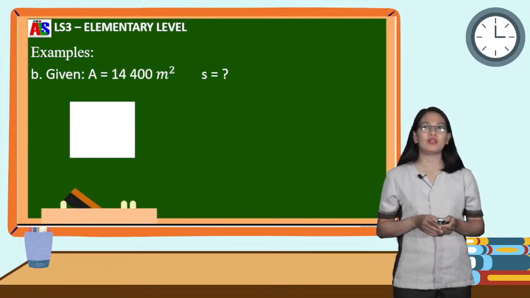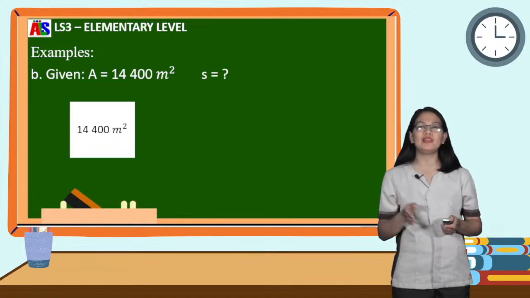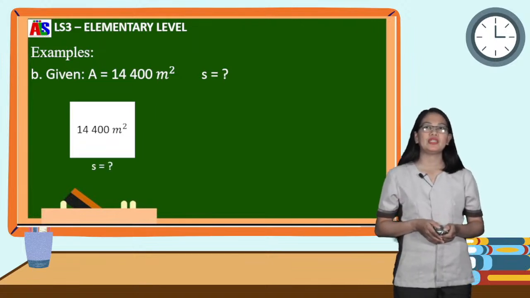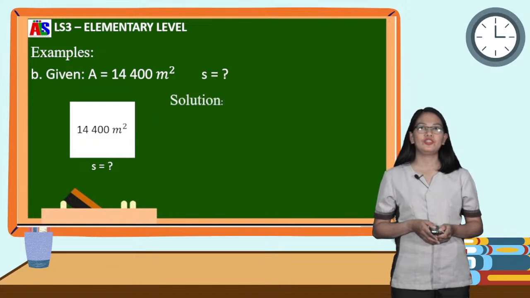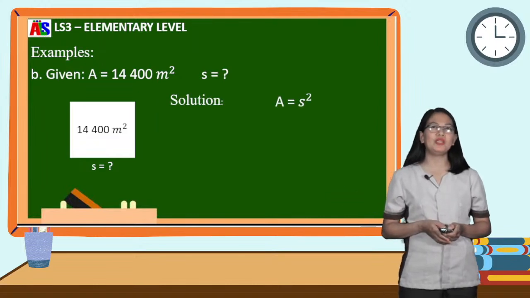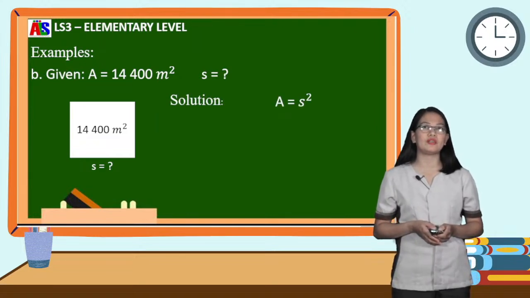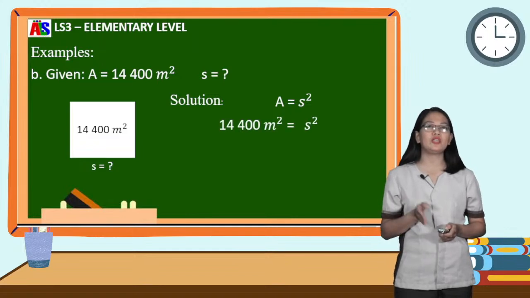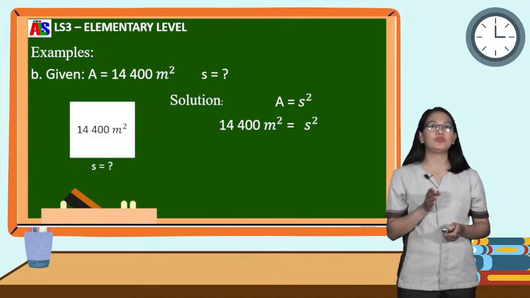Next example, area is given which is 14,400 square meters. The side is unknown. Solution, first, write the formula. A is equal to S squared. After that, substitute the given value which is 14,400 square meters is equal to S squared.